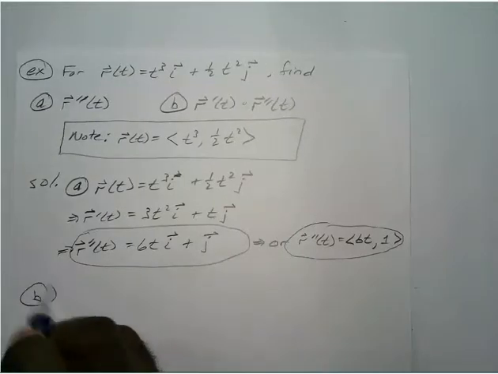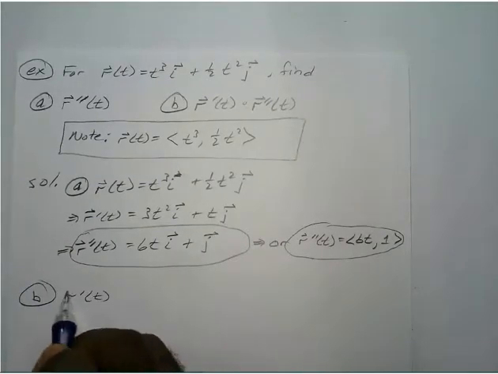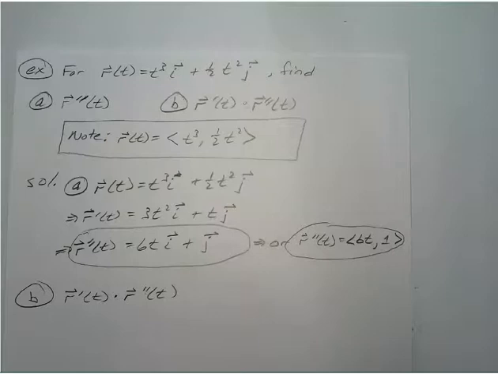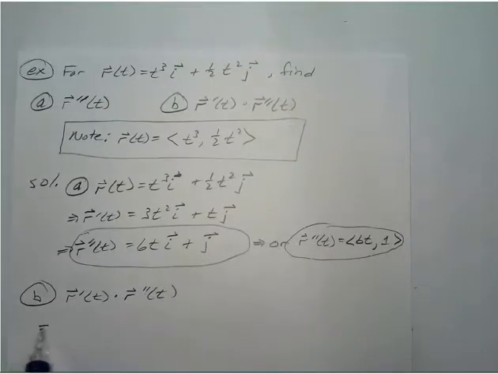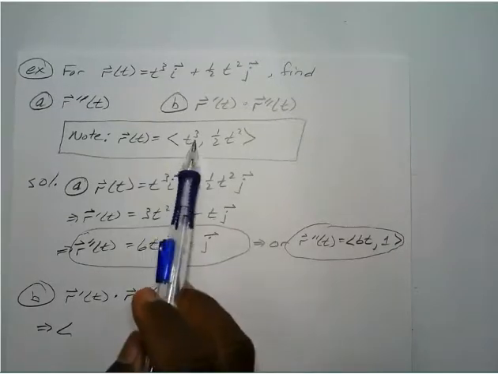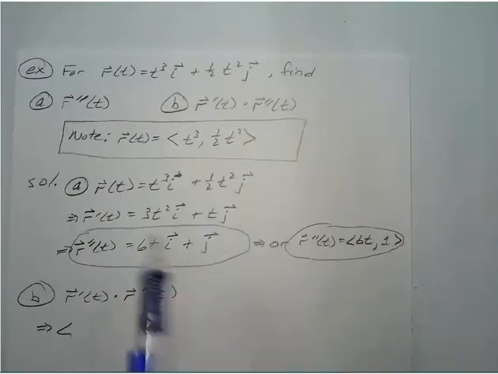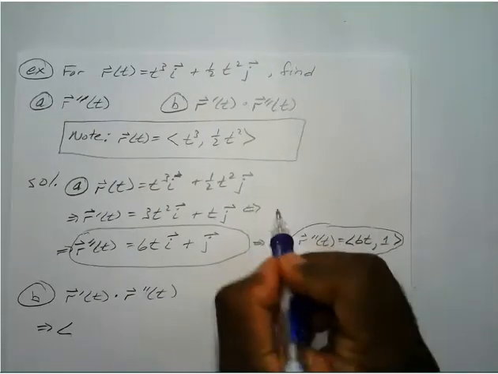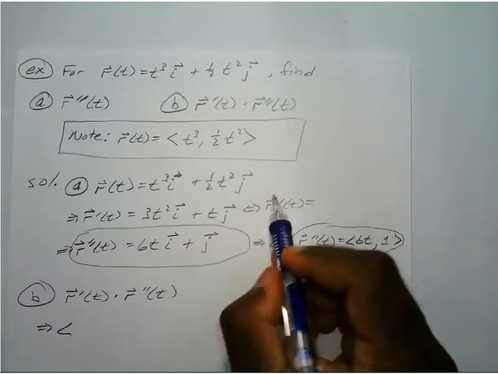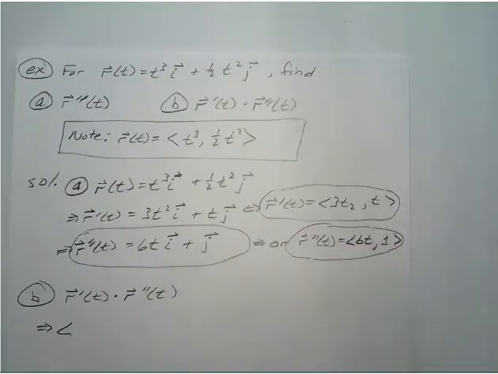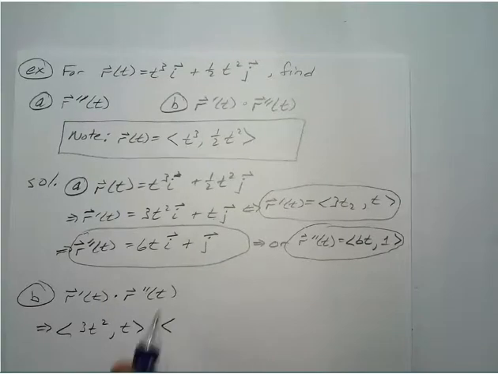Okay, so for question B, you want to know the dot product of the first derivative and the second derivative. All right. So if we get our first derivative, remember that our r is t to the third, 1/2 t squared. Our first derivative, we can actually rewrite as 3t squared and t. Okay, so our first derivative of r is (3t squared, t), and our second derivative is (6t, 1).